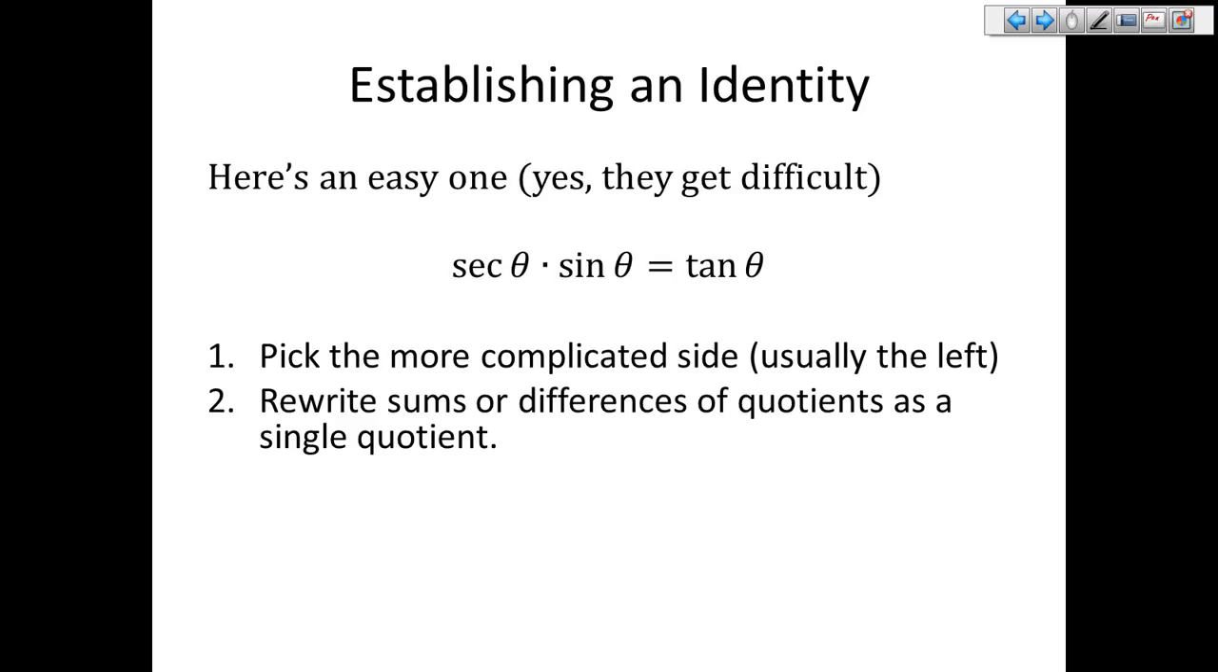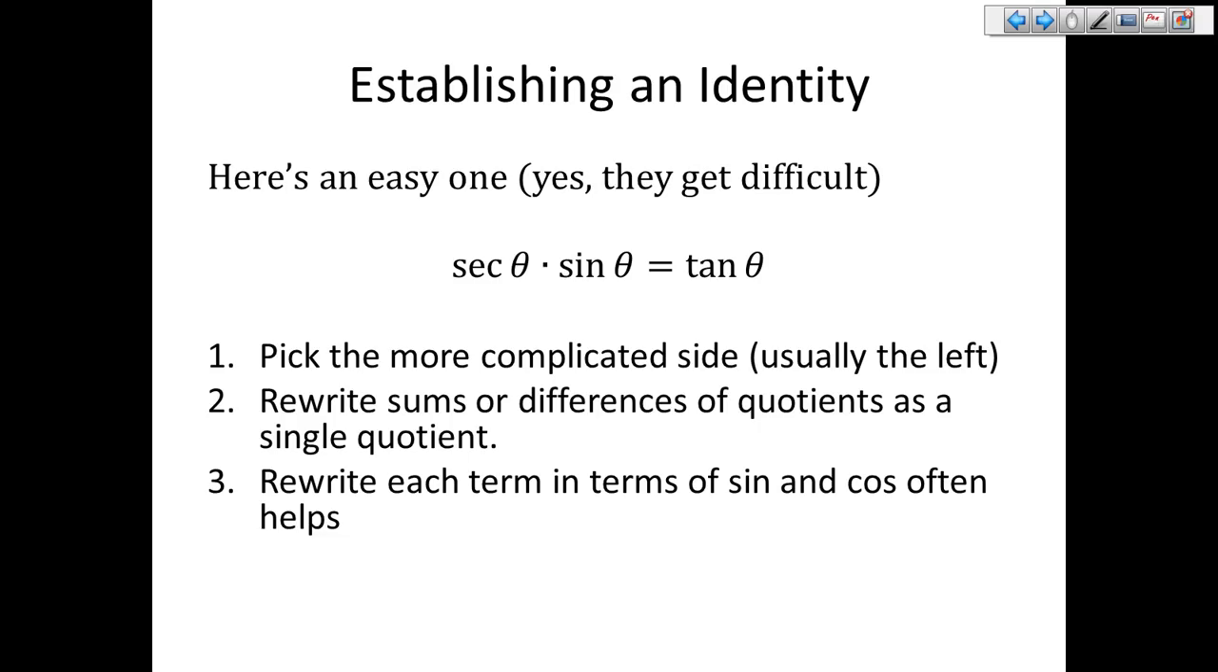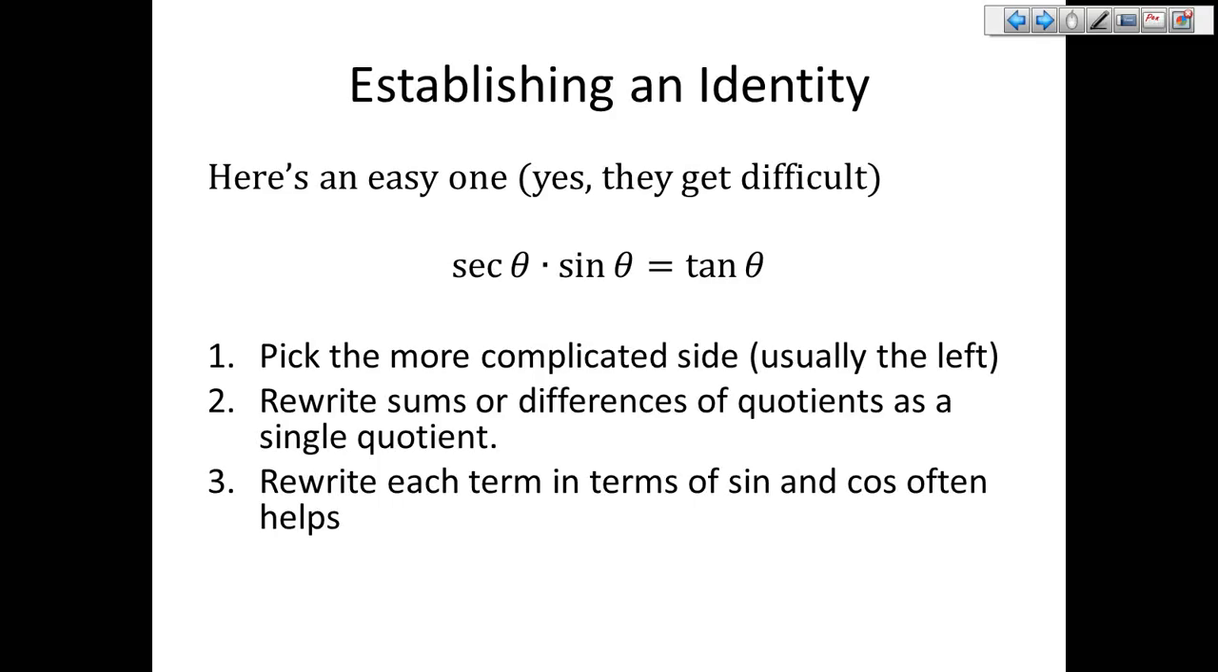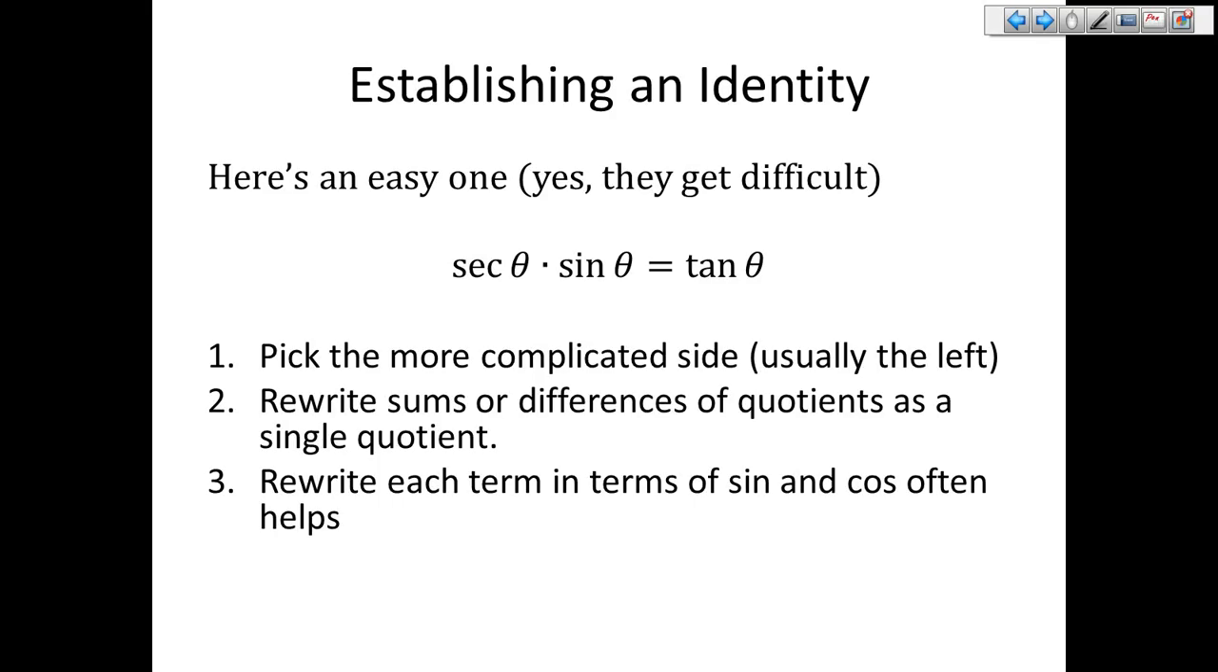Quite often it's useful to rewrite sums or differences of quotients as a single quotient. Basically, that's just a fancy way of saying combine fractions if you can. Getting them down to one fraction is usually a really good idea. Now, a good place to start when you're stuck is to rewrite everything in terms of sine and cosine. I'm not going to say that you always do this, but it's a good place to start. So if I take that left side and rewrite that secant in terms of sine or cosine, that means I'm going to be using a reciprocal identity to do that.